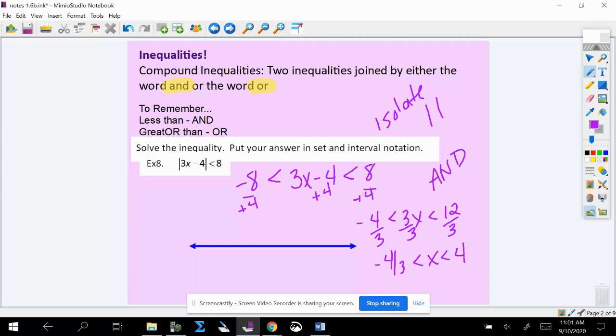When you finish solving these, your inequality should still be pointing the same direction and should still be pointing to the negative, to the smaller answer. You will not have to check these. What you will have to do though is graph them.